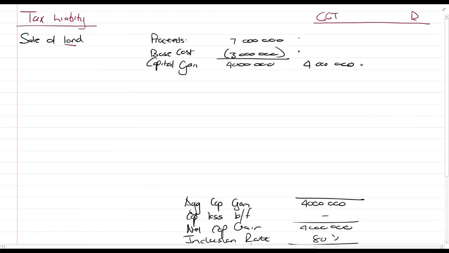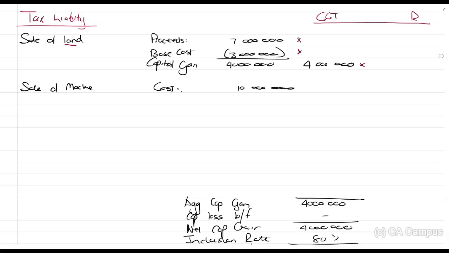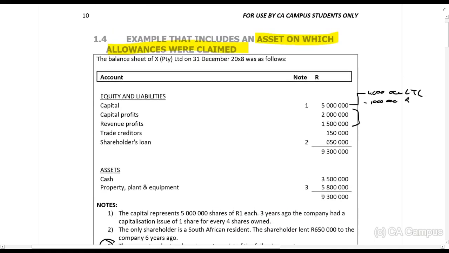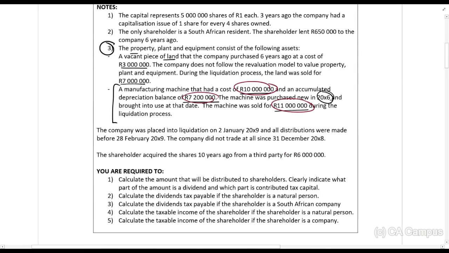So the first thing is the sale of the land. Proceeds less base cost gives us a 4 million rands in CDT. Okay, we're happy with that. Then we have the sale of the machine. Okay, the machine had a cost of 10 million rands. They tell you it was brought into use in 2006. 2006, 7 and 8, remember? Because this was at the end of 20x8 and this was liquidated on the 2nd of January. So the company did not trade at all.